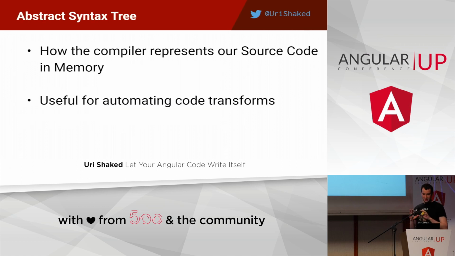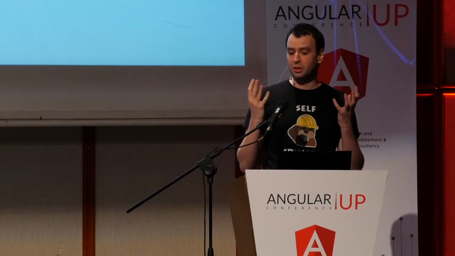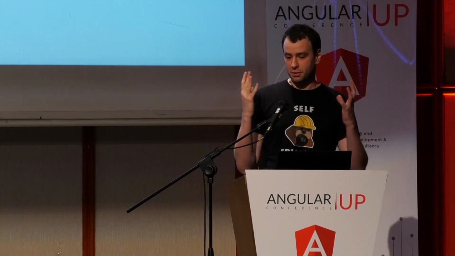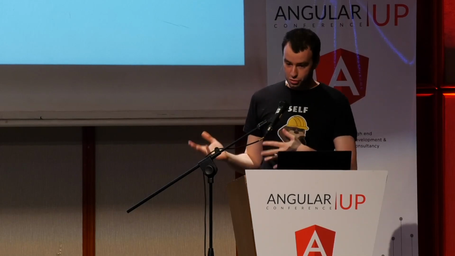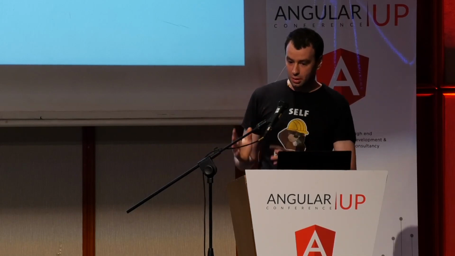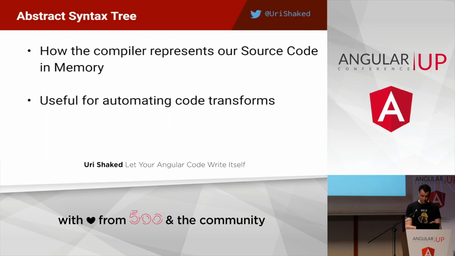Let's start with something called the AST, Abstract Syntax Tree. How many people are familiar with it? Just a few, not quite a few, just a few. So basically, abstract syntax tree is how TypeScript represents your source code in memory. When you load a TypeScript file, before it's converted to JavaScript, it's converted to an abstract syntax tree. And it's really useful whenever we want to write tools that modify code. Let's see what it looks like.